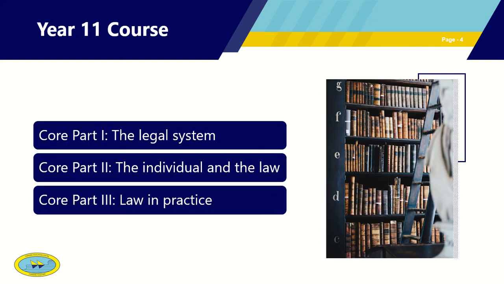This is the Year 11 course where you can see there's three main parts. The legal system, again, is more about how the law is made, looking at the courts and the Parliament, as well as looking at law reform. The second part's about the individual and the law, looking at essentially people's rights and in particular human rights, but also if there's a dispute within the law, how that dispute is resolved. And finally, law in practice is looking at actual cases and looking at decisions that are of interest to students and certainly that may be contemporary in nature.